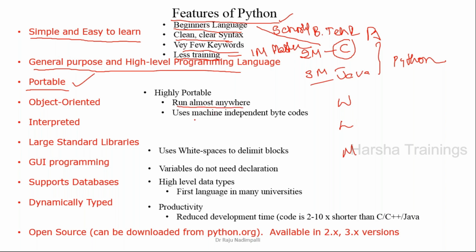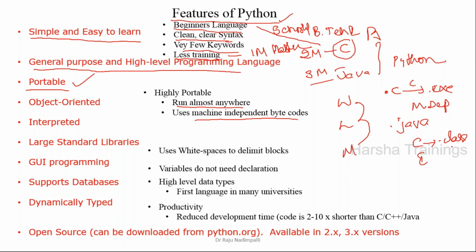One more thing is machine independent bytecode. For example, if I write a program in C language and compile it, directly I get an executable file. That is called machine dependent; I cannot port it from one system to another. If you take Java, it is both compiled as well as interpreted. Whenever you compile a .java program, you get a .class file. Whenever you interpret the program, then only you get the executable. Whereas Python uses purely machine independent bytecode.